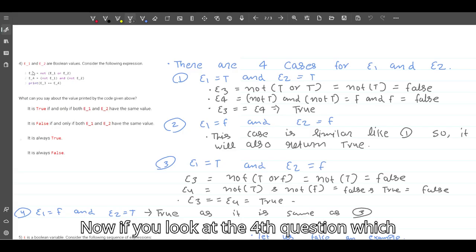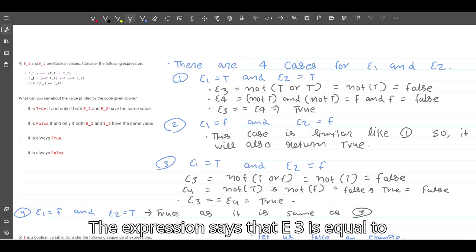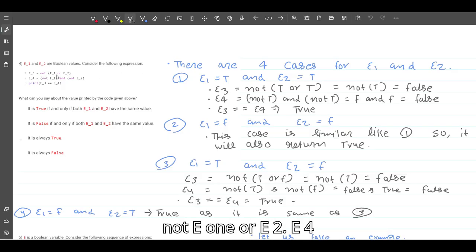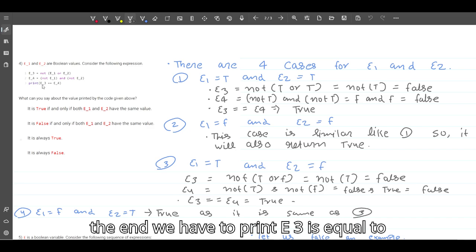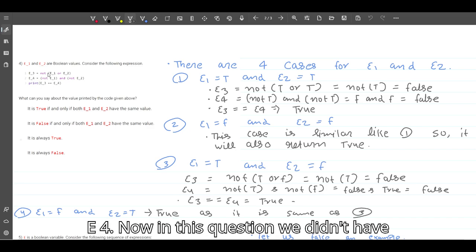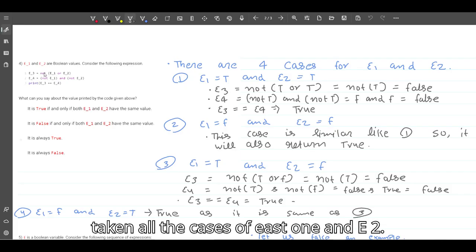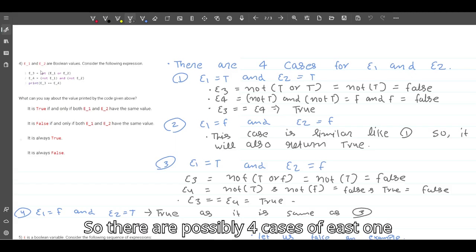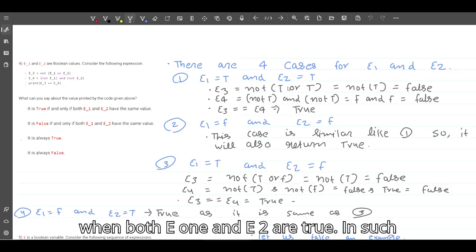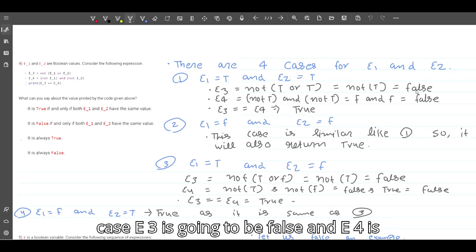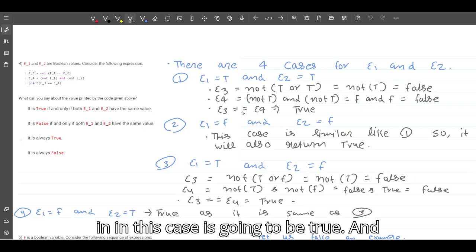Now if we look at the fourth question, which states that E1 and E2 are boolean values, consider the following expressions. E3 is equal to not E1 or E2. E4 is not E1 and not E2, and at the end we have to print E3 is equal to E4. In this question we don't have any E1 and E2 values, so we have to take all the cases of E1 and E2. There are four possible cases. The first case is when both E1 and E2 are true. In such a case E3 is going to be false and E4 is also going to be false, so the output in this case is going to be true.